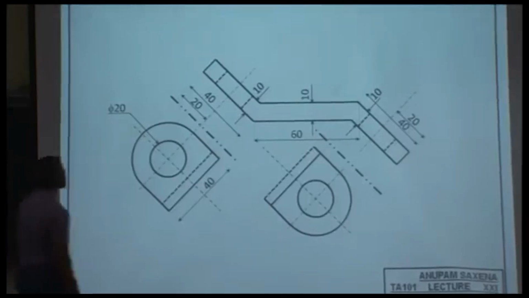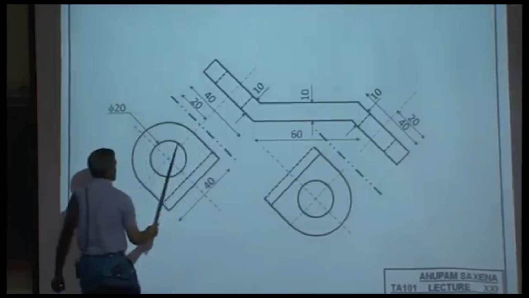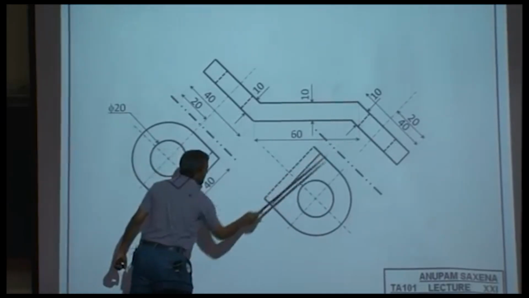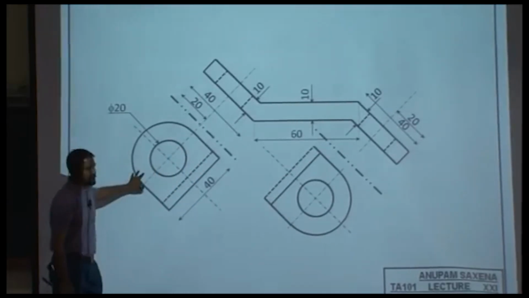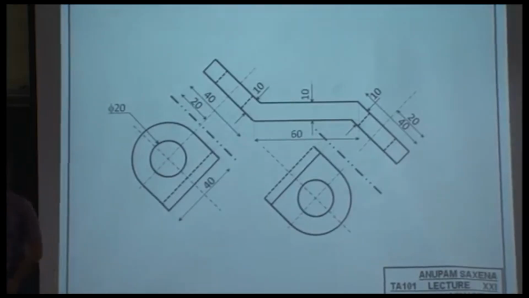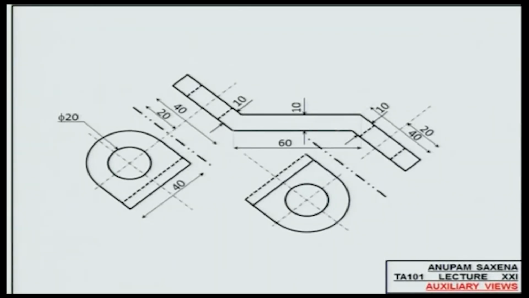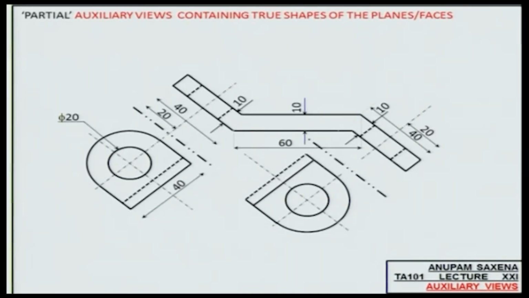So this is the front view of the object. This is auxiliary plane 1, auxiliary plane 2, and it looks like I will be able to show the shapes only using auxiliary planes, not otherwise. Now the question is this: given the partial auxiliary views of this object containing true shapes of the planes or faces, if we have to draw the orthographic projections, like the full top view and the side view of this object, is it possible for us to do that? That's what the question is.